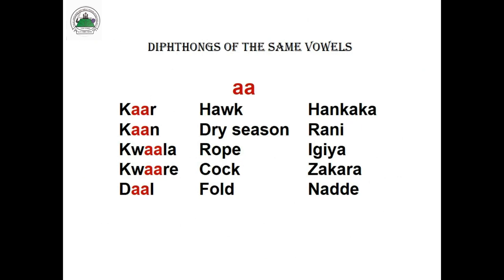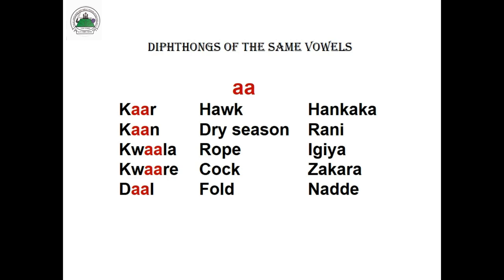Diphthongs of the same vowels. Here we have our vowel A appearing twice in a word. So like we said, whenever the same vowel appears twice in a word, when you pronounce the word, you sustain the pronunciation, just like you're trying to drag it in calling out the word. Now let's take these examples. The first one we have is car. It is pronounced car, which means hawk in English, hankaka in Hausa.